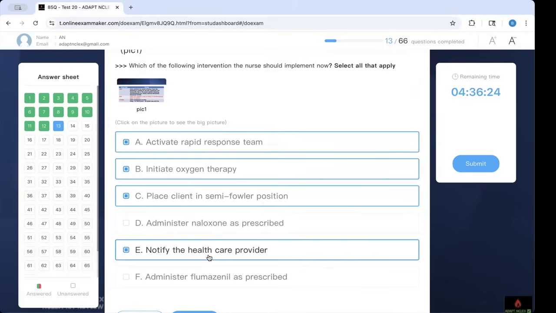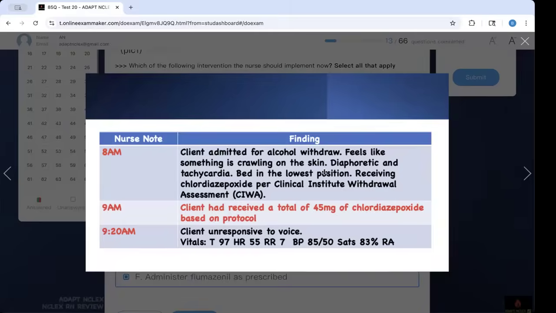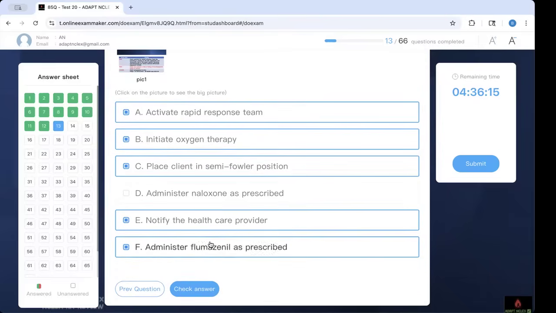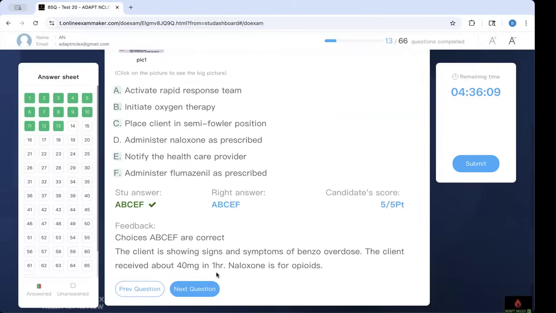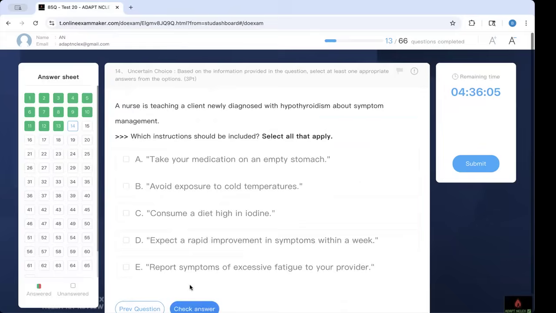You need to let the provider know and give them flumazenil for the what? Flumazenil for the benzos. This is the way you answer this question. Pay attention to the keyword. Don't get trapped. Don't pick naloxone. So that's what you do for patients having symptoms of overdose of benzos.